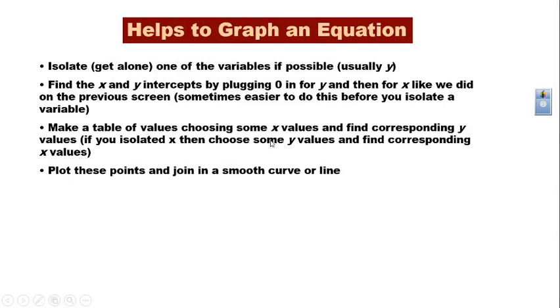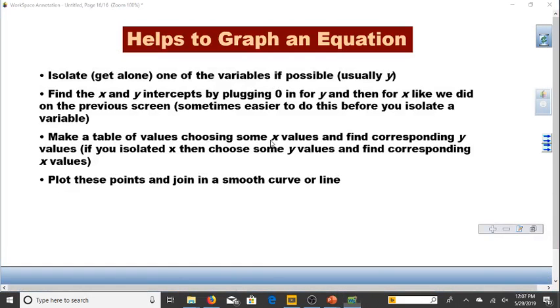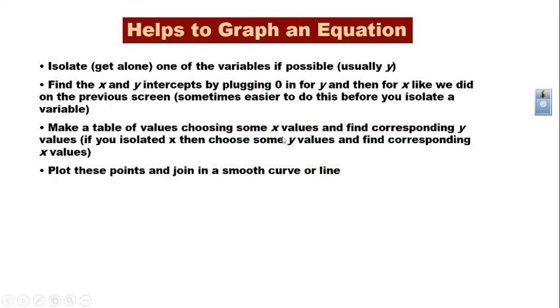So when you're graphing an equation, it's usually helpful to isolate one variable, preferably y, because usually functions have y isolated, but it's not absolutely necessary to be y. It's just y is preferred. Find x and y intercepts, make a table of points and plot those points, and then try to draw a smooth curve, or if it's a straight line, draw a straight line to go through the points. Now, let's try a few quick examples here.